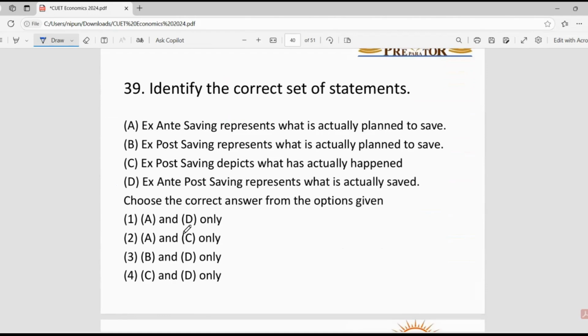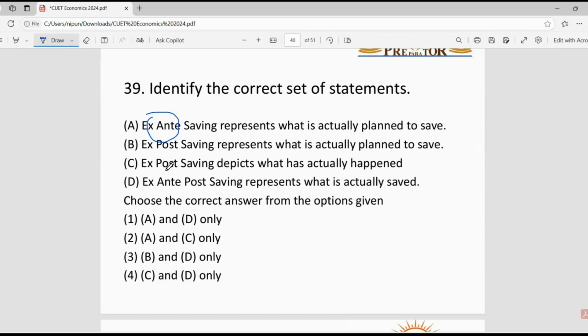39th question पर आते हैं. Identify the correct set of statements. Ex ante saving represent what is actually planned to save. Ex post saving represent what is actually planned to save. Ex post saving depict what has actually happened. Ex ante post saving represent what is actually saved. I don't know कि क्या सोचकर किसी ने क्वेश्चन सेट किया, but anyway ex ante saving represent what is. अब आपको मालूम है ex ante का मतलब क्या होता है? प्लान्ड, राइट? पोस्ट का मतलब होता है एक्चुअल.